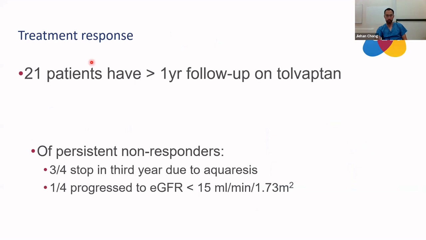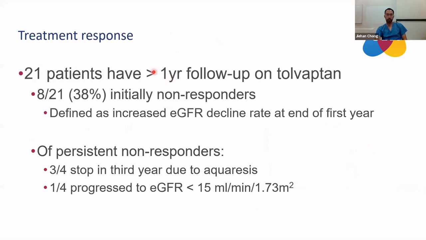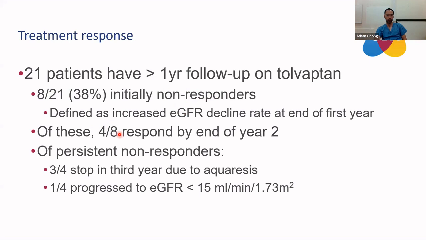Looking at treatment response, we have 21 patients in total who took Tolvaptan for more than a year. And out of these, 8 of them were initially non-responders, which I've defined as people whose rate of eGFR decline had increased rather than decreasing by the end of the first year. However, out of these 8 initial non-responders, half of them wind up with a positive response by the end of the second year.